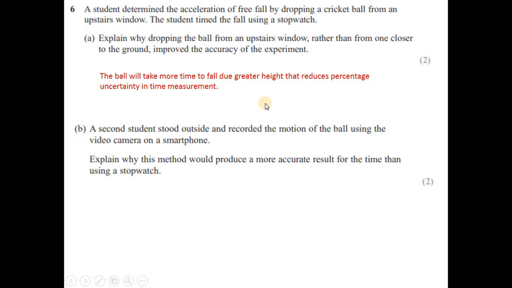A second student stood outside and recorded the motion of the ball using the video camera on a smartphone. Explain why this method would produce a more accurate result for the time than using the stopwatch. Clearly, a stopwatch includes a reaction time, and if you are using a video camera, you don't have reaction time. This is one advantage. And of course, you are making a video, so you can replay, you can watch frame by frame, or you can rewatch to analyze the motion.